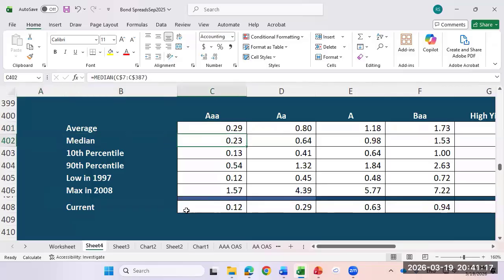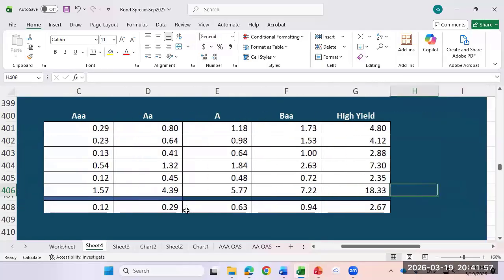There's the average, there's the median. The lowest they've ever been, you saw that back in 97, and the max they've ever been in 2008. So look at this. Triple A's in 2008 were giving you a spread for a triple B bond. Can you imagine you can buy a triple A bond and get the spread of a triple B bond? Anyone want to guess what high yields were doing in 2008? Wasn't 4.8%. Any guesses? 10%, 11%, 12%? No guesses? I was buying a bunch of high yield at the end of 2008.